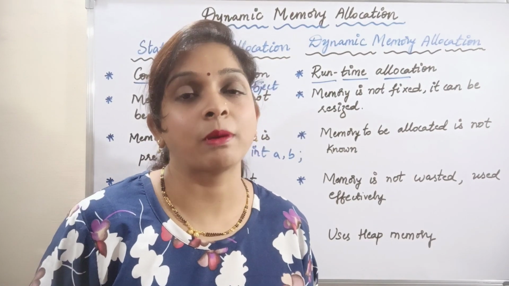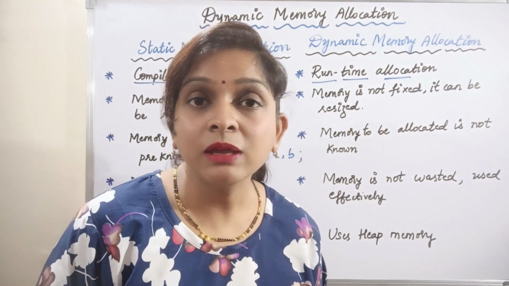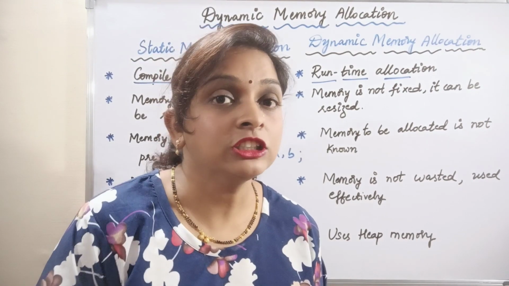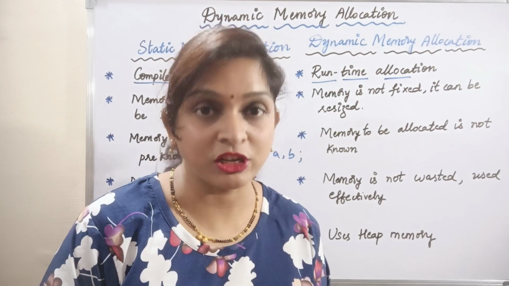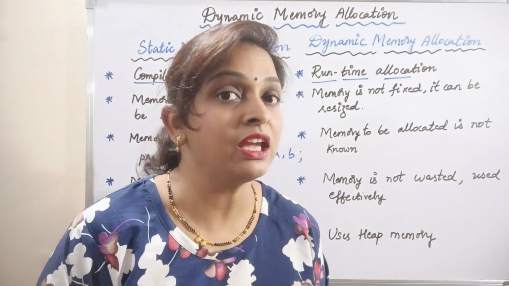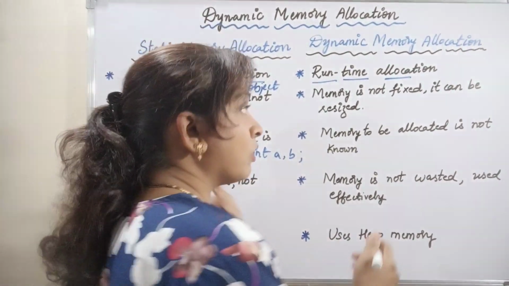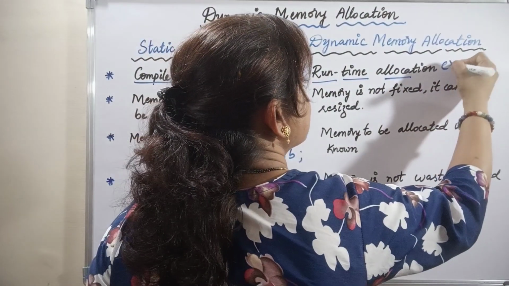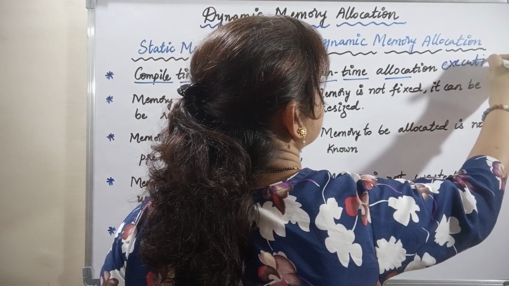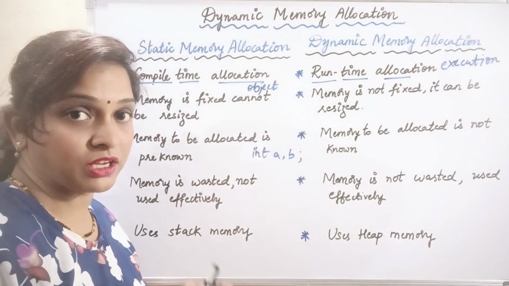How much memory we need to allocate is decided during runtime, and for that we make use of other concepts like pointers. So we make use of pointers to deal with the memory allocation. So it is runtime allocation, which we also call execution time allocation. So this is dynamic memory allocation.